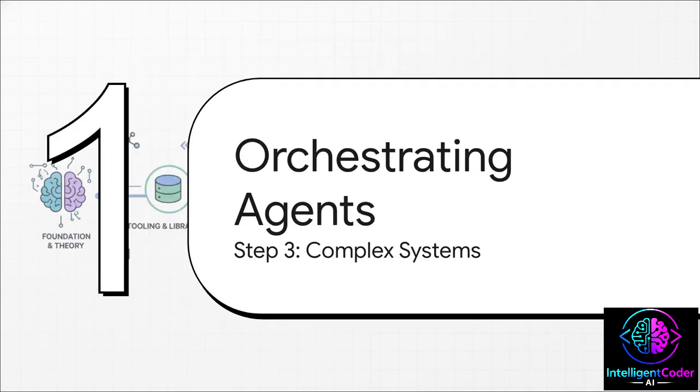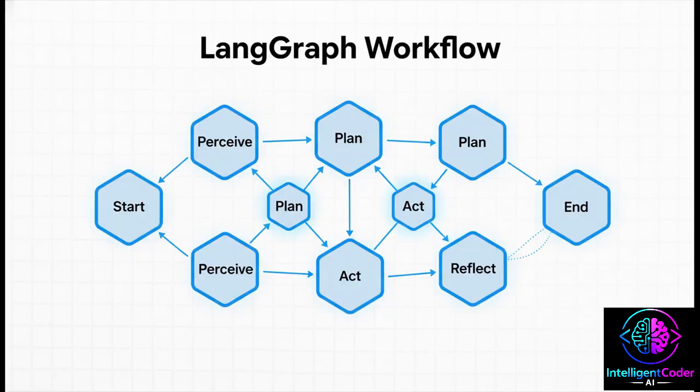Okay, let's level up. We're on to step 3, orchestration. This is where we go from a single, simple agent to building complex systems with multiple agents working together. If you want to build anything truly powerful and scalable, you absolutely need to understand this. Look, once things get complex, you can't just wing it with a bunch of if statements. You need proper tools. And this is where something like LangGraph becomes your best friend.